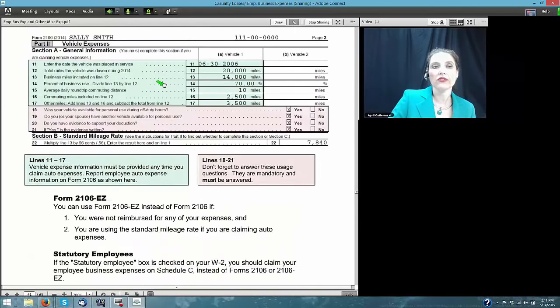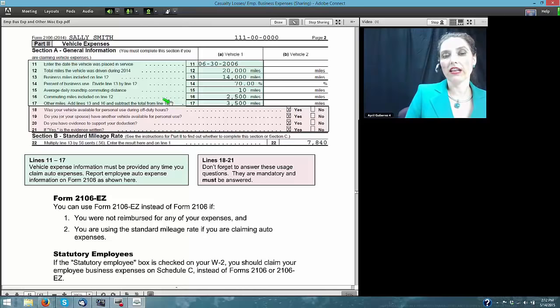Now moving over to the next part of the form, Part 2, because she drove her car for her business, she's going to need to report information about the vehicle. And the IRS wants to know the date it was placed in service, the total number of miles driven, the number of miles that were business miles. It wants to know the percentage business use. It wants to know the round-trip daily commute and the total number of commute miles, and also the total number of miles not used for business or commute, entered on line 17.